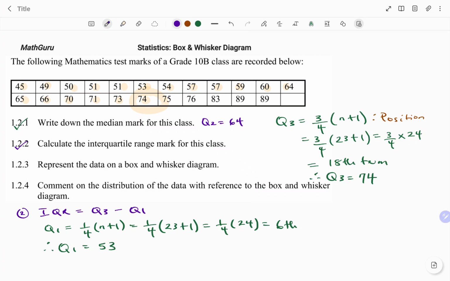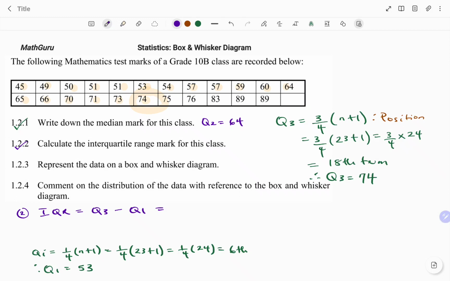So if I go back to my interquartile range, which is equal to Q3 minus Q1, that's the third quartile minus the first quartile, that's going to be 74 minus 53. So therefore, my interquartile range equals 74 minus 53, it's 21. So my IQR equals 21.